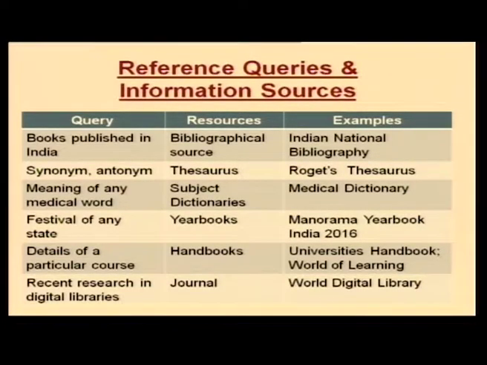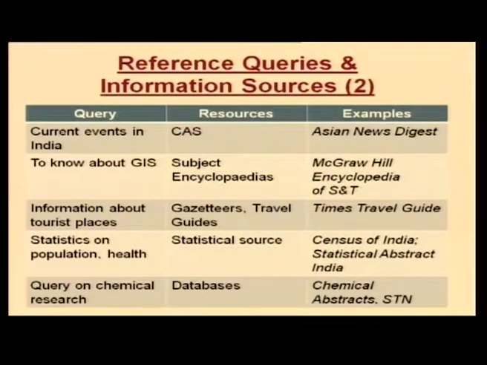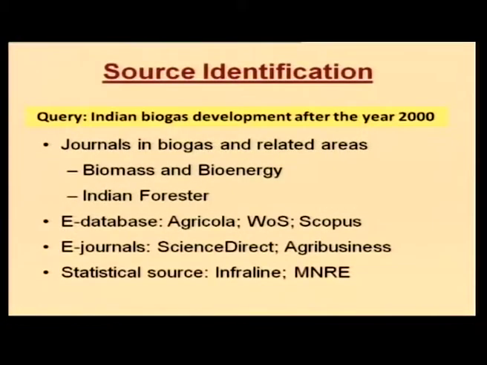Now, these are a few examples. If you are asking for a book, you look for bibliographic sources, and the Indian National Bibliography or Books in Print will give you the information. If you are looking for details of a particular course, you go for handbooks, and universities' handbooks will be the best source. Similarly, for current events in India, you search for some news digest. So, these are different types of information queries for which you can look for your own information sources.